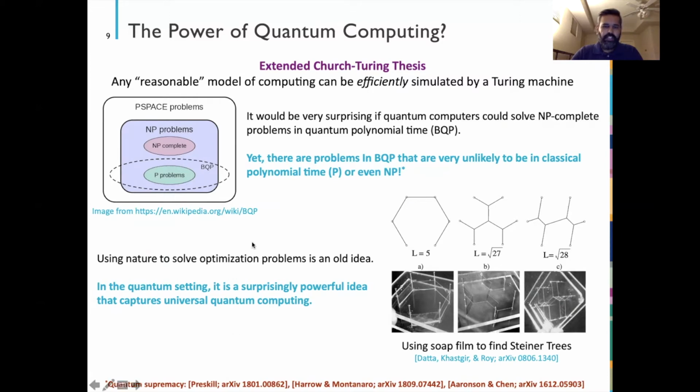I want to mention that using nature, and its tendency to put systems in their low energy states, to solve optimization is an old idea. You may have heard of soap film computing, if you will, to find Steiner trees. It's a heuristic, it doesn't scale very well. It performs as well as you'd probably think. But these ideas have been around for a while.